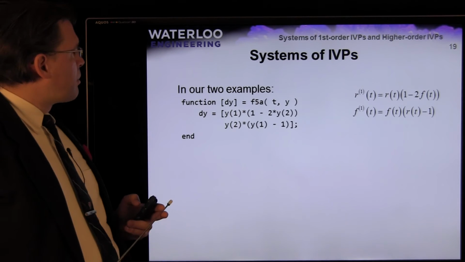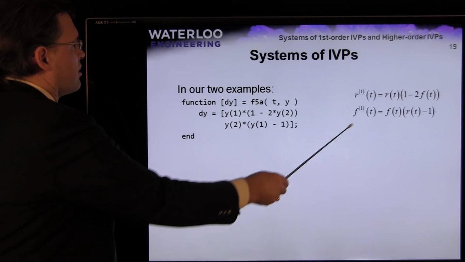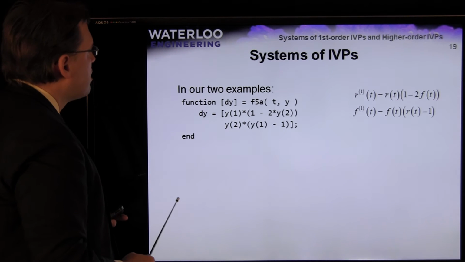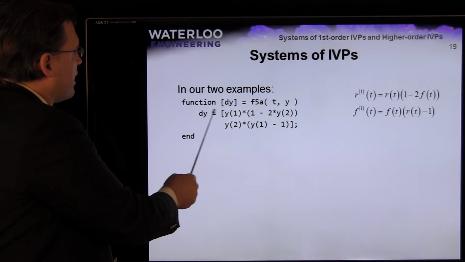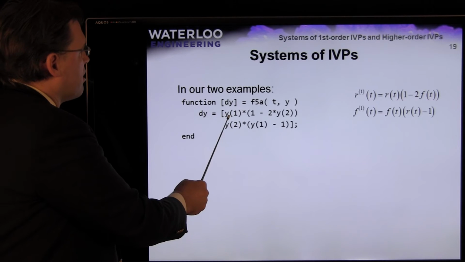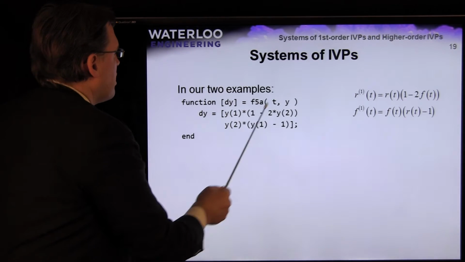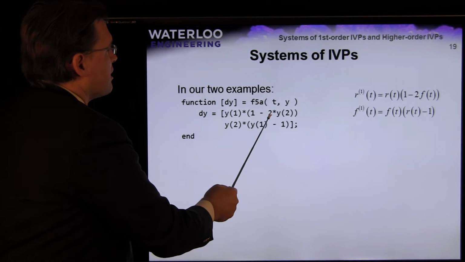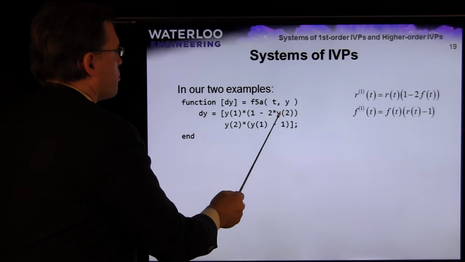So in our two examples, here's our rabbit and fox population. The rate of change of the vector values is the first component times twice, minus twice the second component, y2.